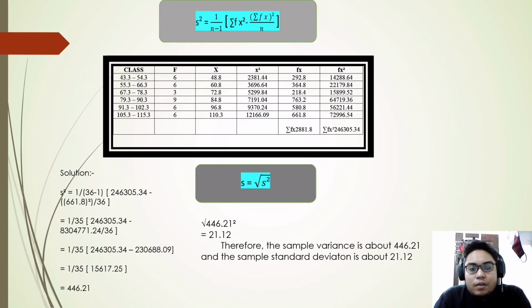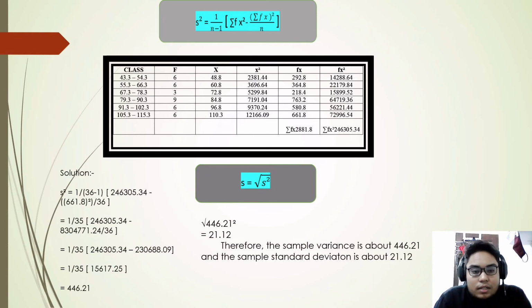After that we find x squared. We square 48.8, and the example is 2381.44. After that we find fx. fx is frequency multiplied by x. And then we find fx squared. fx squared is frequency multiplied by x squared. After that we add up all the fx and fx squared.